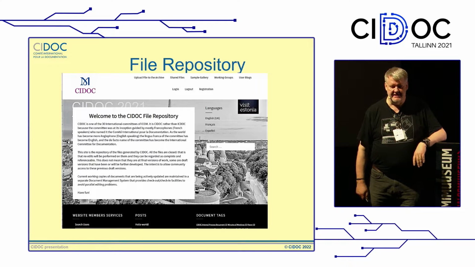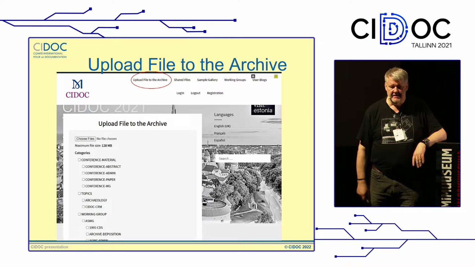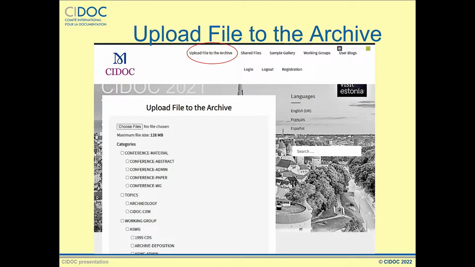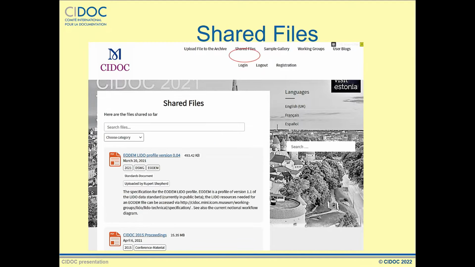There are then processes for us to do a series of operations. The first is to upload a file. So here we're going to upload a file, and you can categorize the file according to a categorization scheme that we have for deciding what sort of material it is, so that we can search for it. And we can search for it in the shared files area. So here is some stuff that Rupert's put up about EODM and the LIDO profile. Went up a couple of days ago. Oh no, sorry, this is last year's stuff.